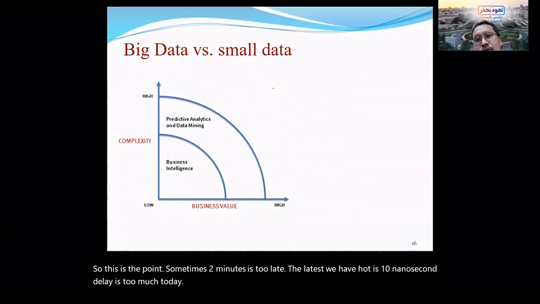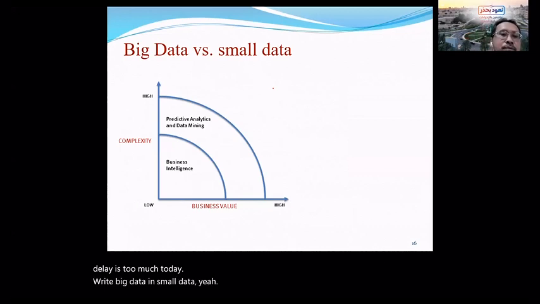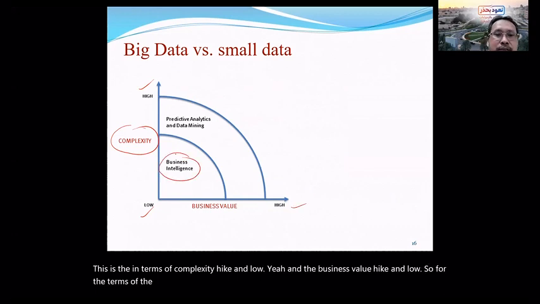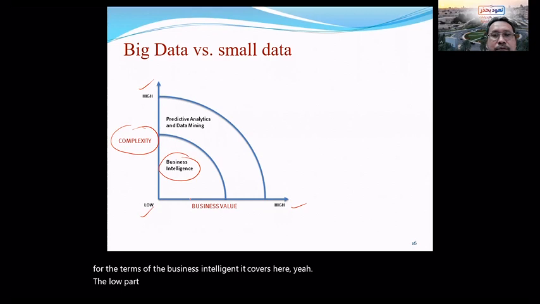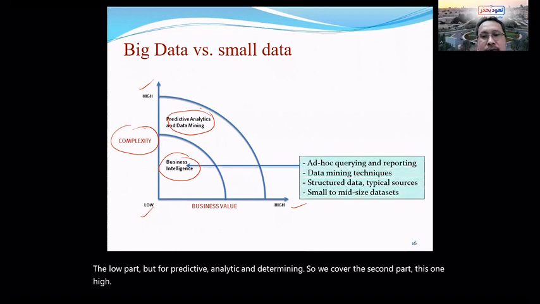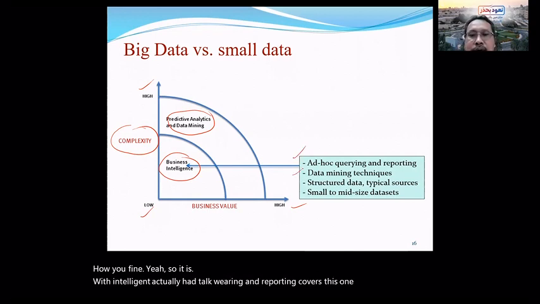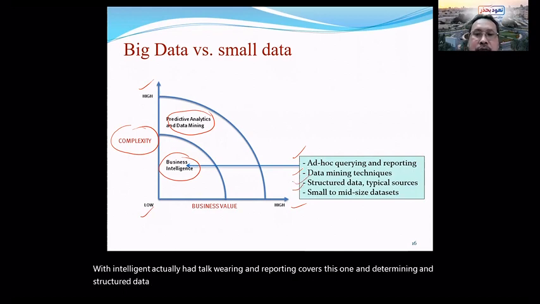Right, big data and small data. You can see, in terms of complexity, high and low, and business value, high and low. Business intelligence covers the low part: ad hoc querying and reporting, data mining and structured data, typical sources, small to medium size data sets.